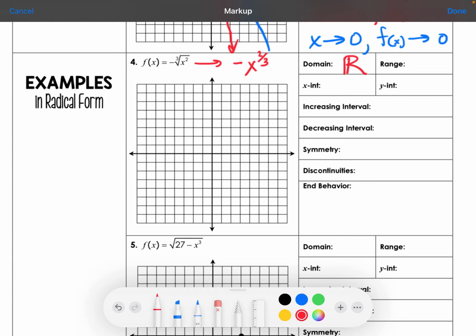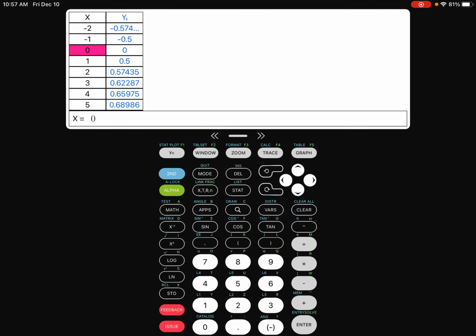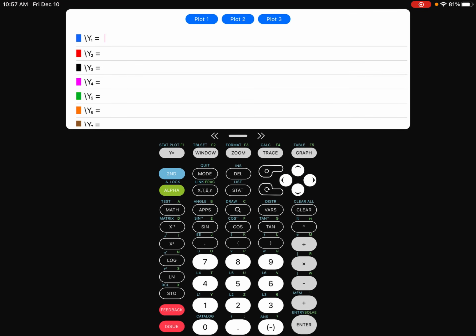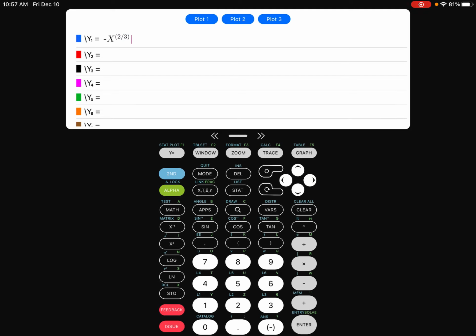The negative, I think, is going to tell me that the range is going to be less than 0. But let's put it in our calculators real quick just to make sure. We're going to put in negative x to the 2 divided by 3, like that. Okay, and graph it.